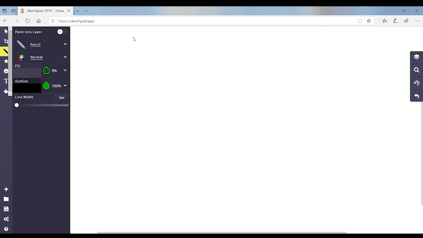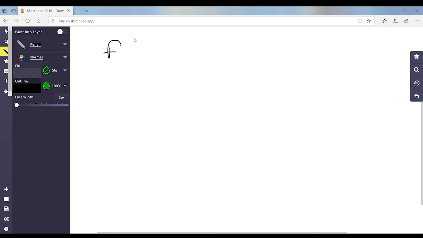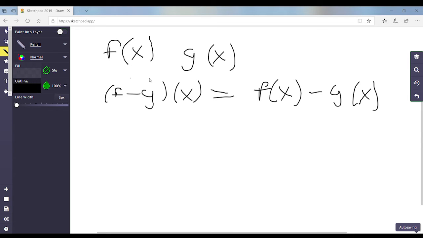But anyways, what I wanted to go over was adding, subtracting, multiplying, dividing functions, and just what that would look like when you're actually writing it out. Let's just make a new page then. Okay, so let's say we have two functions, f of x and g of x. You can perform all sorts of operations on these two functions, but let's say we do f minus g of x. So this is basically equal to f of x minus g of x. It's the same thing, but usually people will write it like this, and that's how I'll be writing it, just so that you know.